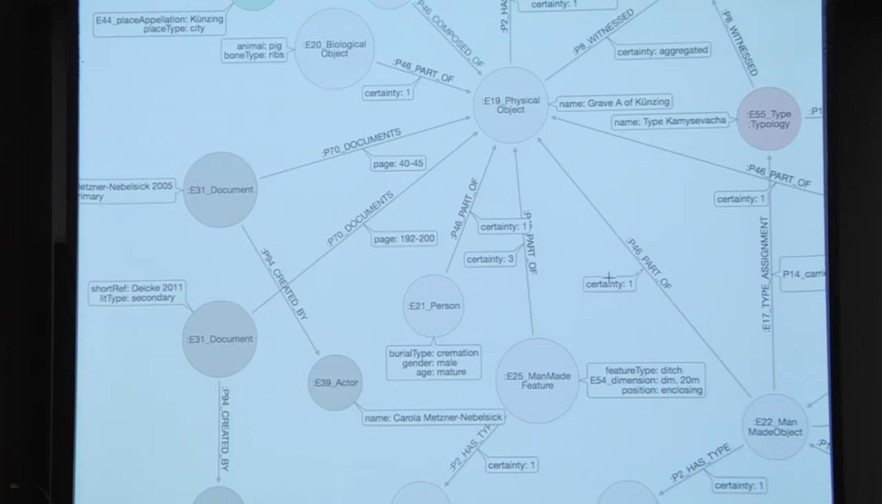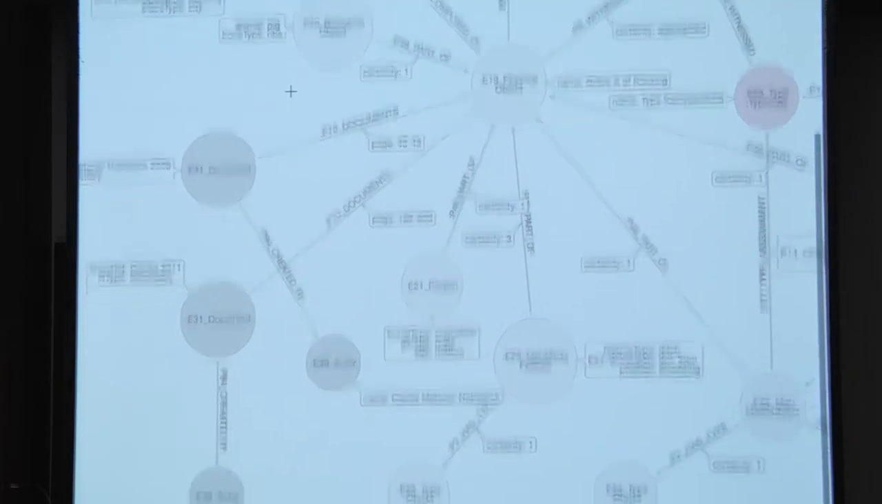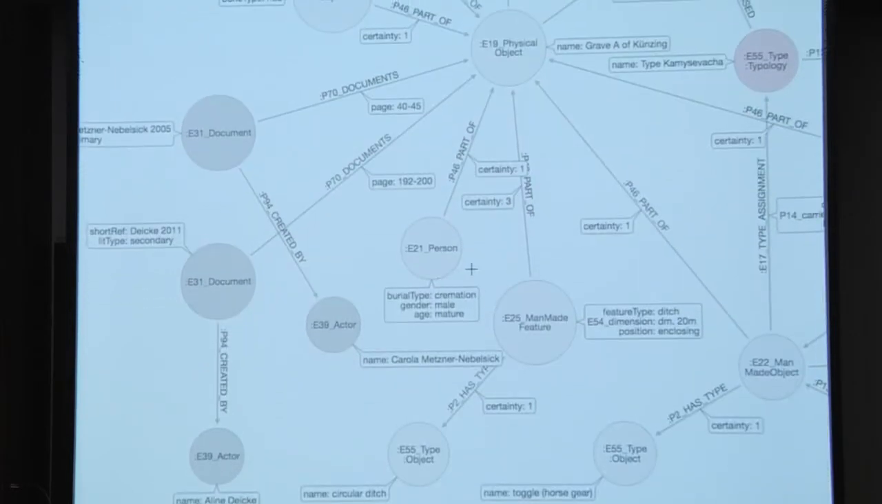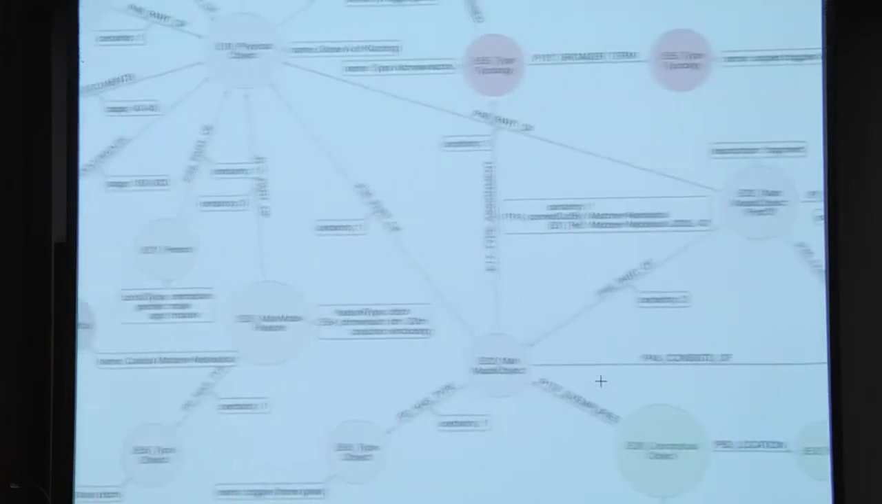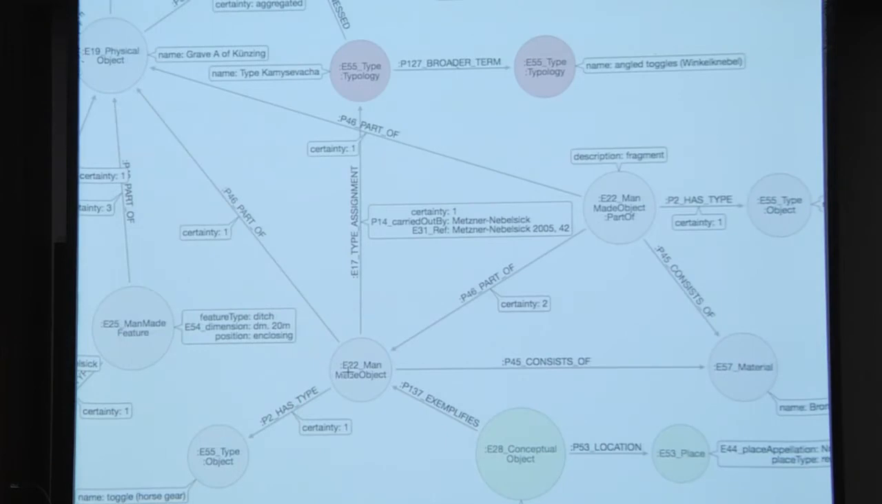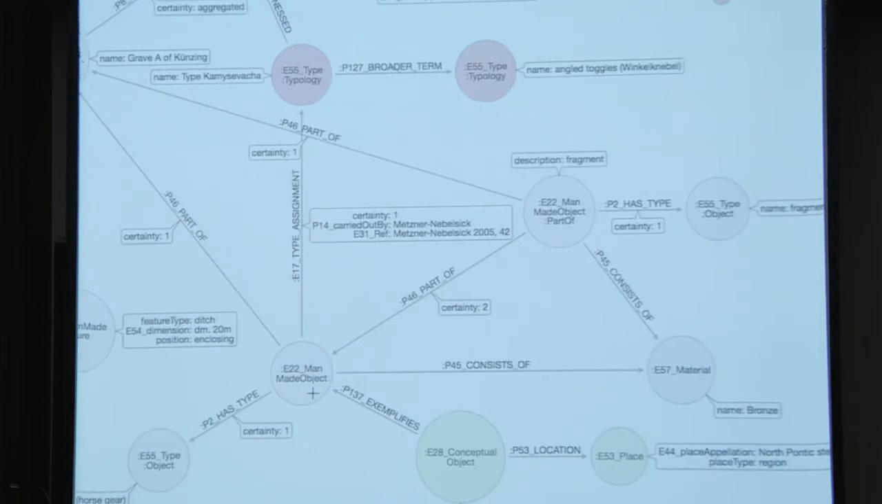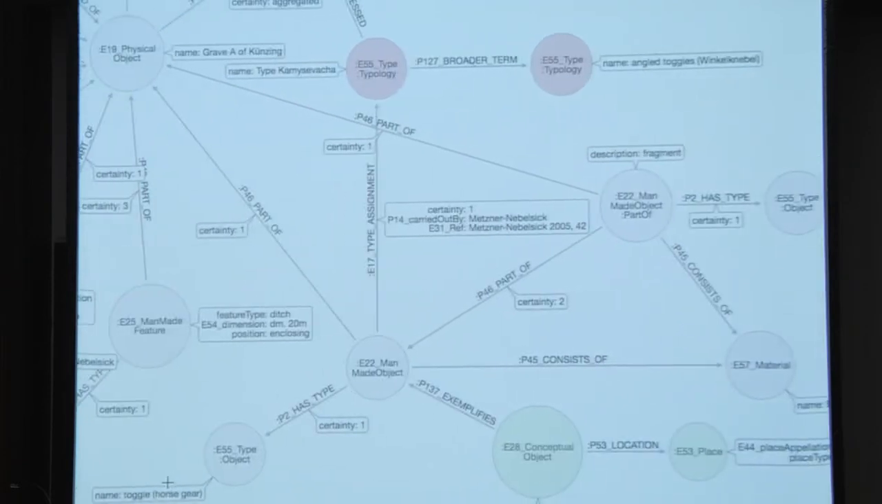So the grave contains some animal bones, in this instance ribs of a pig. We have a person, which is a male cremation, aged mature. We have a ditch, which has dimensions, and it has a position which is enclosing around the grave. And we have a man-made object, which also has a part, which has the object type fragment. And this object has the type toggle, which is a part of horse gear.